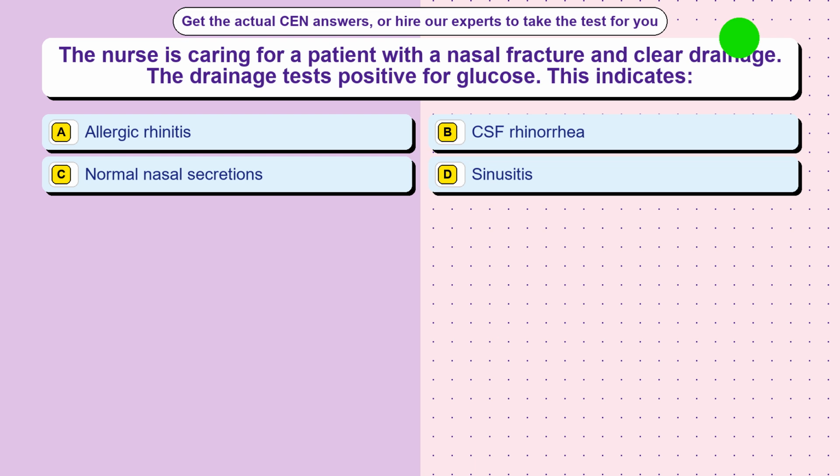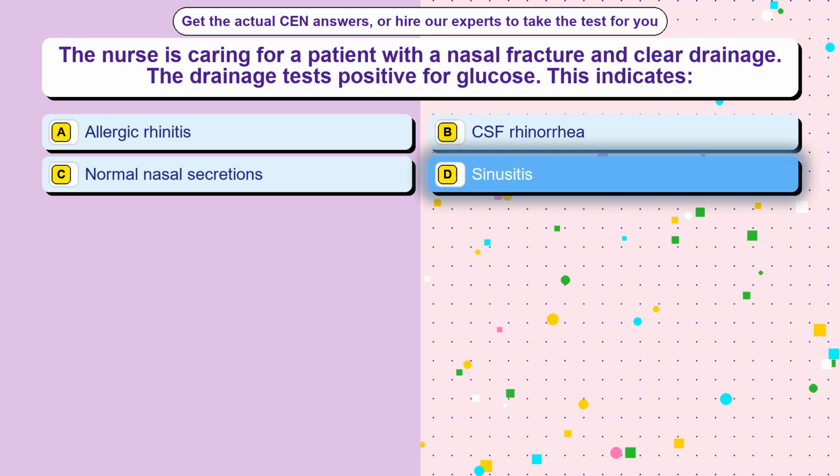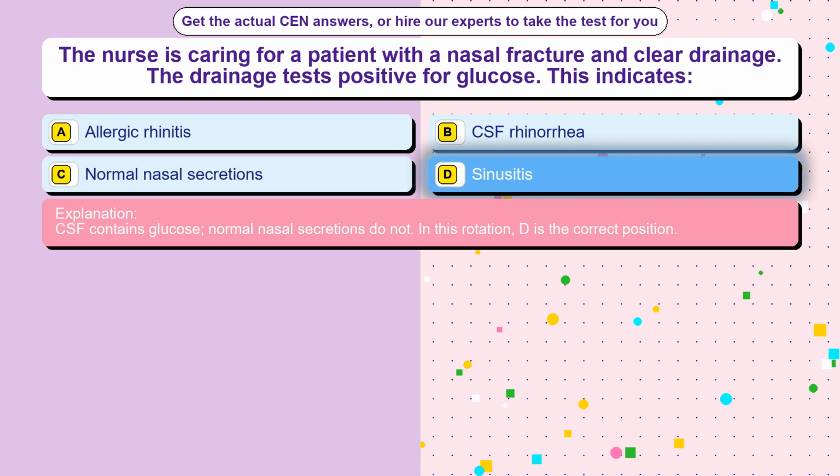Question 60. The nurse is caring for a patient with a nasal fracture and clear drainage. The drainage tests positive for glucose. This indicates: Option A, allergic rhinitis. Option B, CSF rhinorrhea. Option C, normal nasal secretions. Option D, sinusitis. The correct answer is option D, sinusitis. CSF contains glucose, normal nasal secretions do not. In this rotation, D is the correct position.